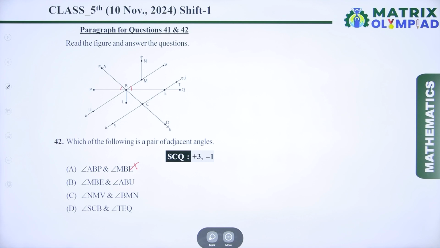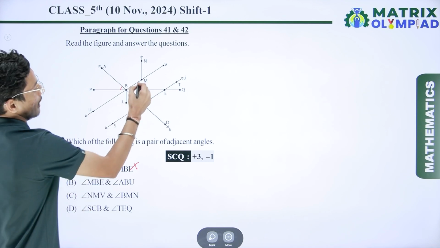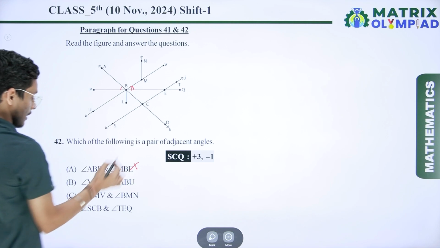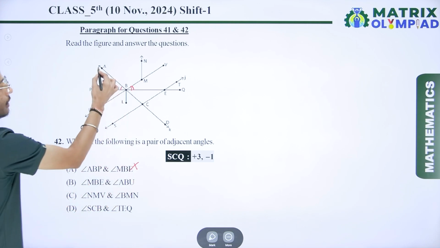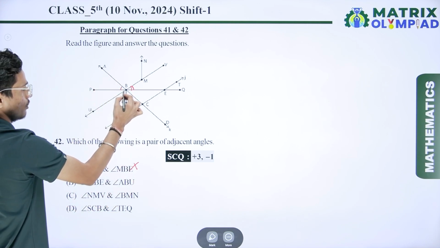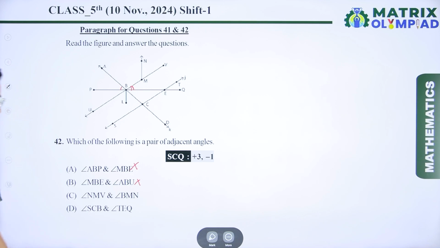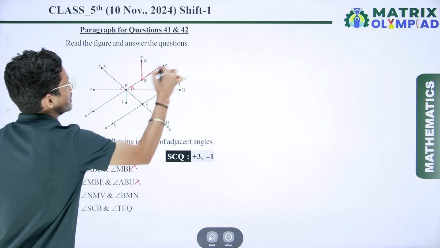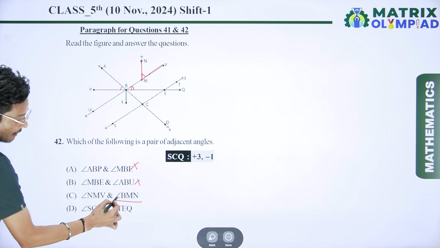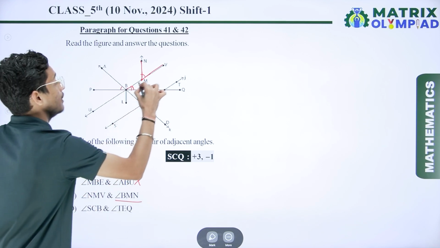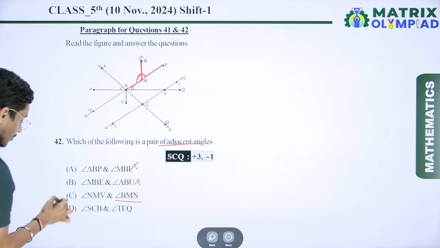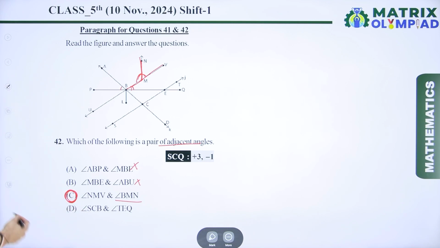The next one, MBE, and ABU. No, this is not possible. The third one, NMV, this one, and BMN. Yes, these two angles are adjacent angles. So I can say that option C is the correct answer here.